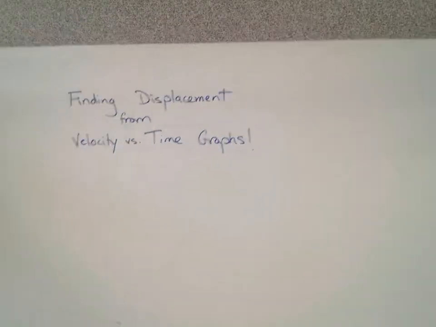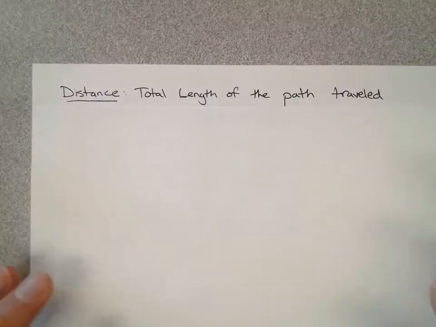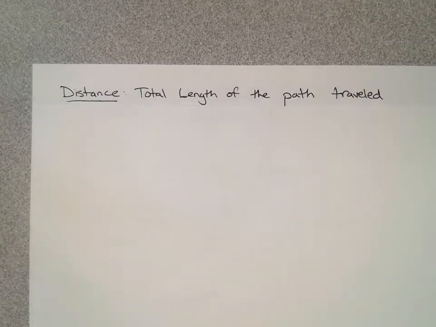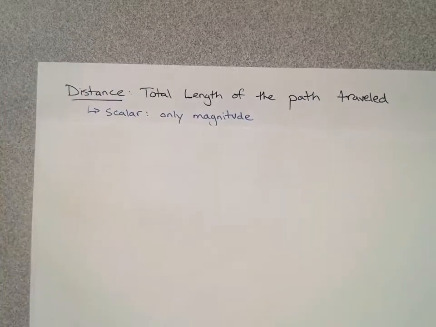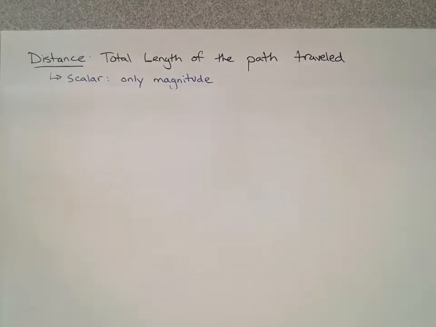So, we're going to start today with a little recap over our friends distance and displacement. Distance, if you remember, is the total length of the path traveled. So I could wake up in the morning, drive to school, and then drive back home, and my total distance for that day might be 50 miles. Okay? And distance is a scalar, which means it only has magnitude. We don't care about what direction you went during that day. We just care about how far did you go.